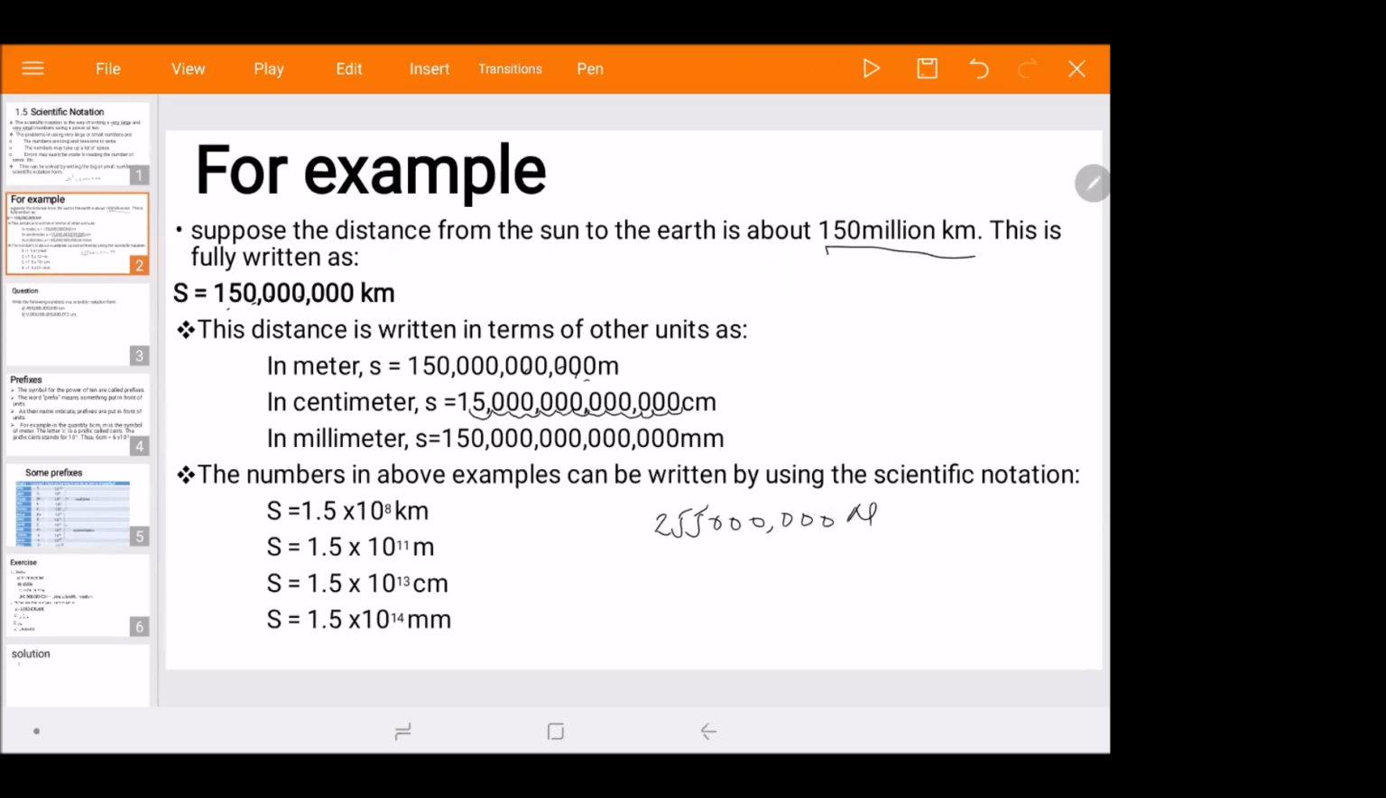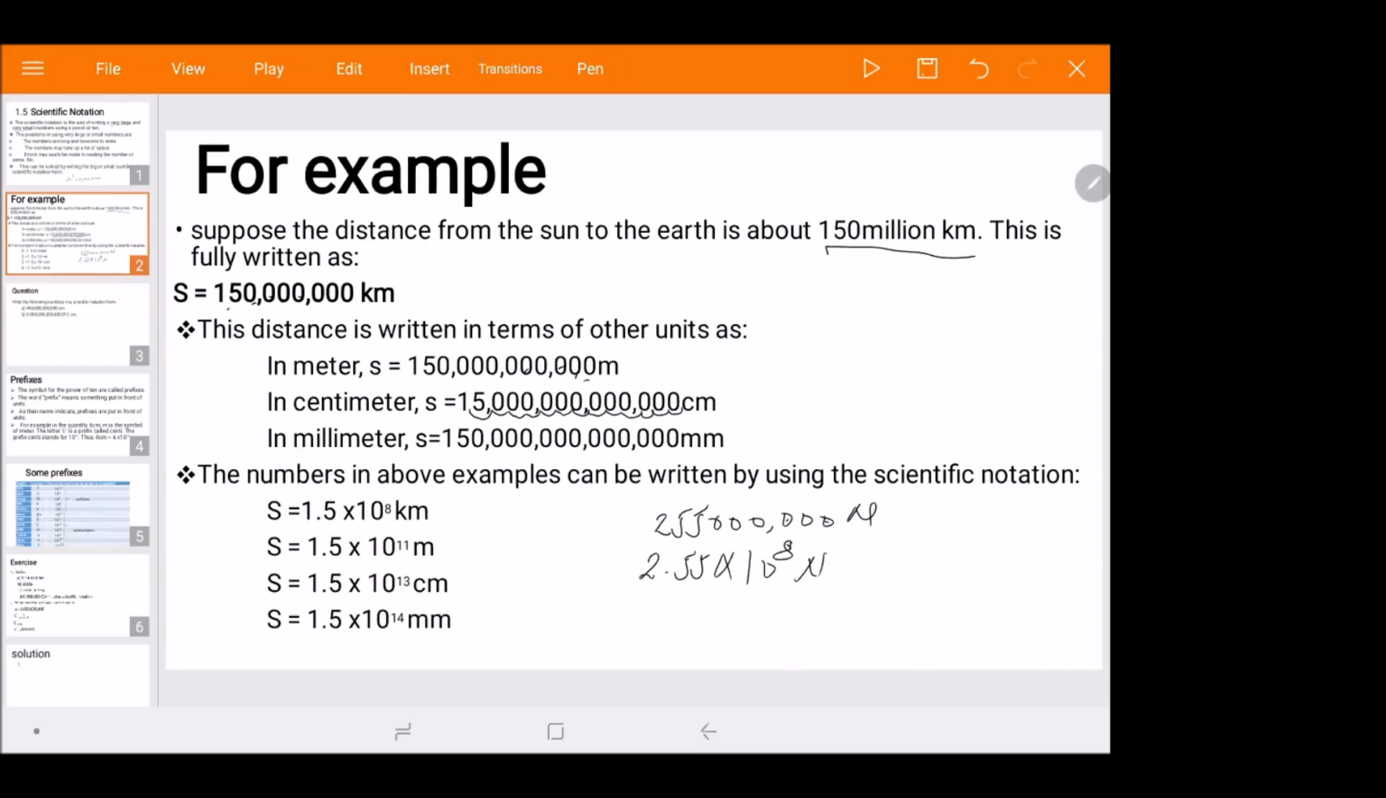So if you want to write this by scientific notation, 1, 2, 3, 4, 5, 6, 7, 8. Therefore, 2.55 times 10 to the power of 8 Newton. Therefore, before the decimal point, how many digits do you have? Only one digit. So when you write, you must remember this.